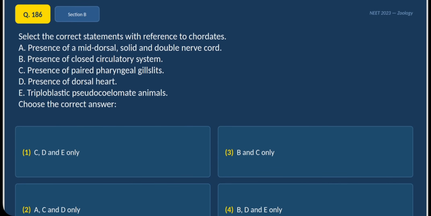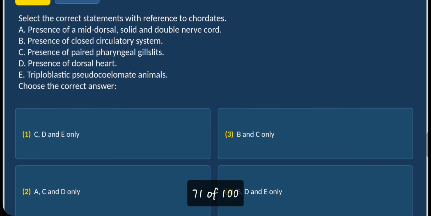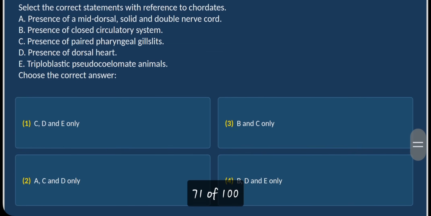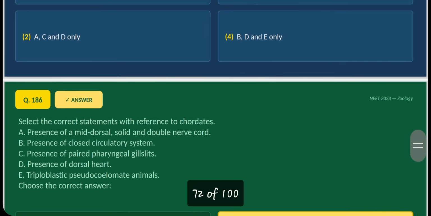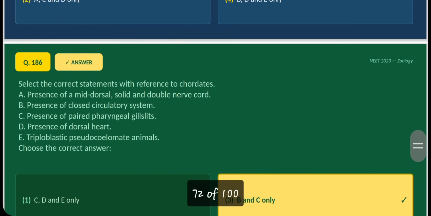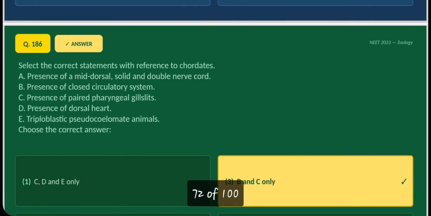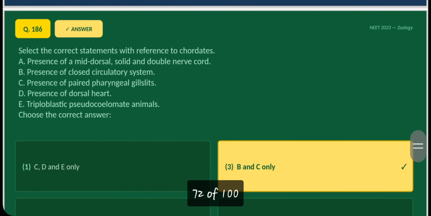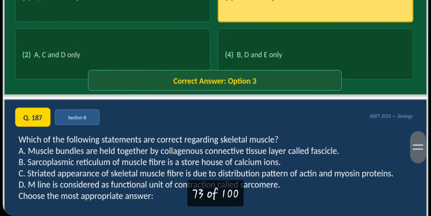Correct statement with reference to chordates they have asked. Presence of paired pharyngeal gill slits. So the answer here is B and C only, because presence of D is ventral heart, and E, you know that it is already wrong. We are coelomates, not pseudocoelomate.